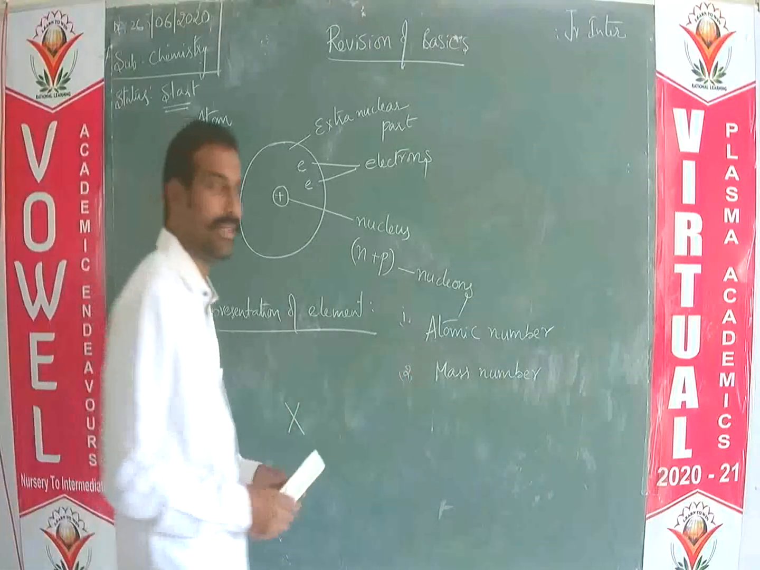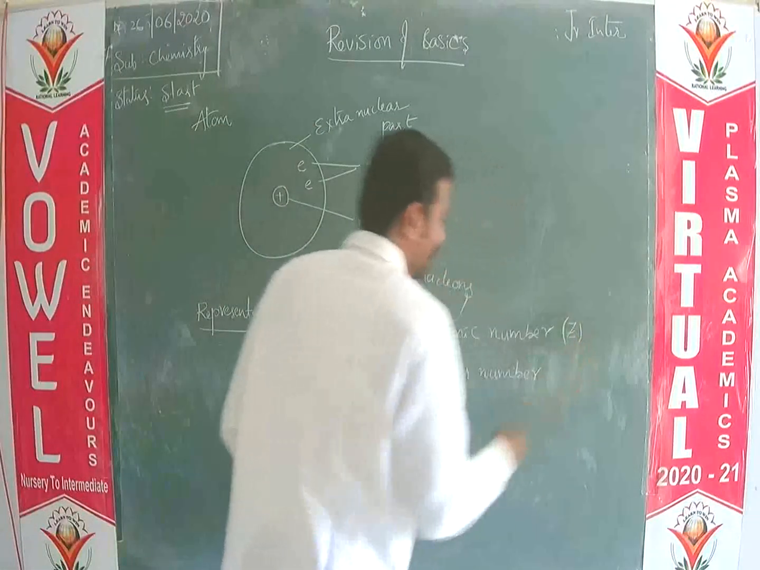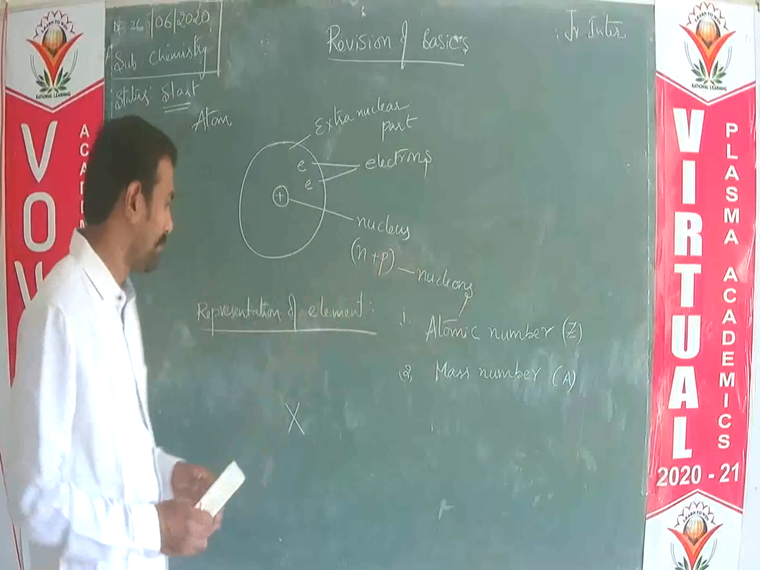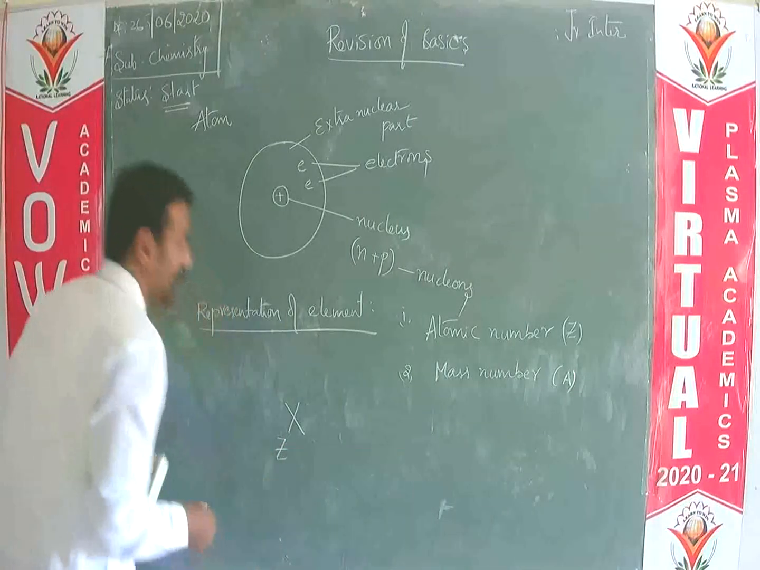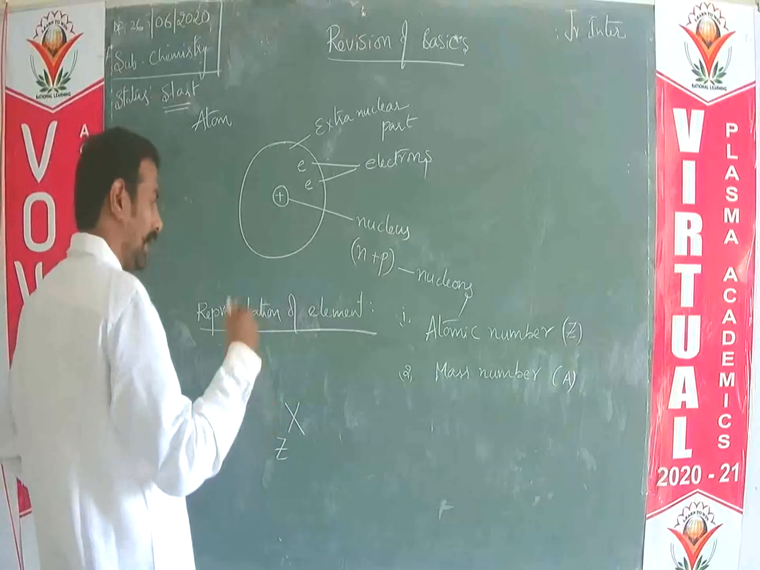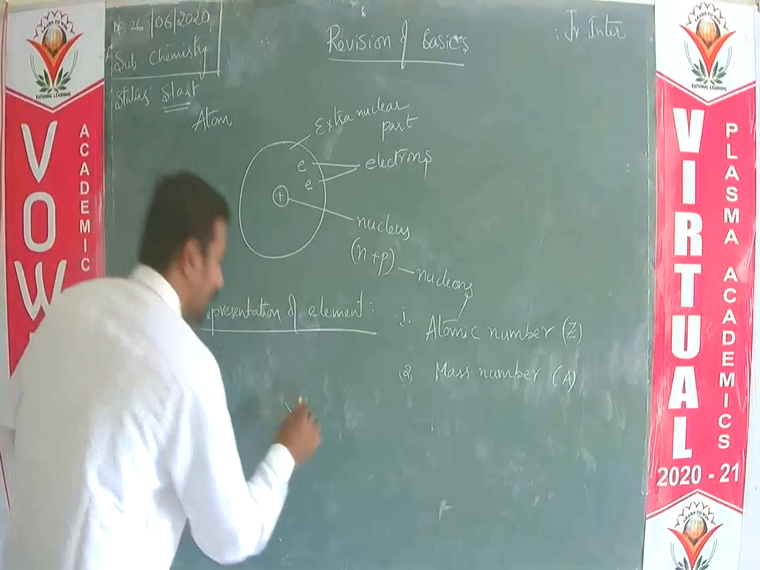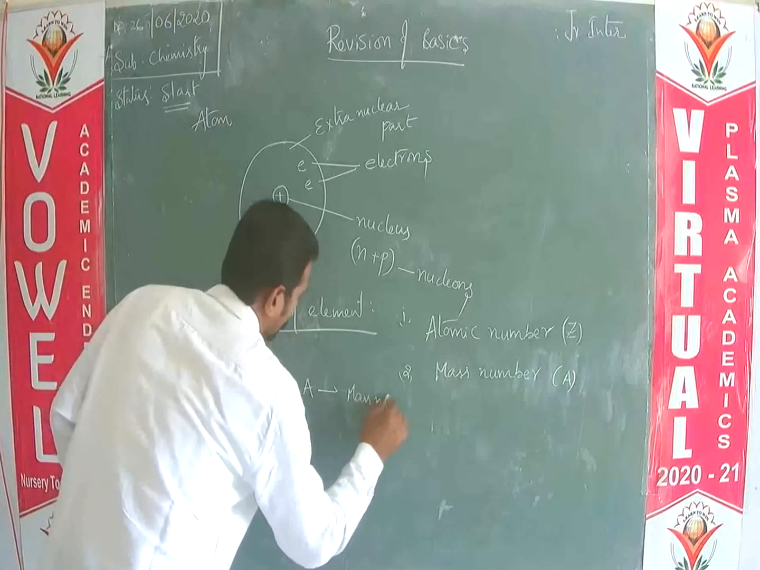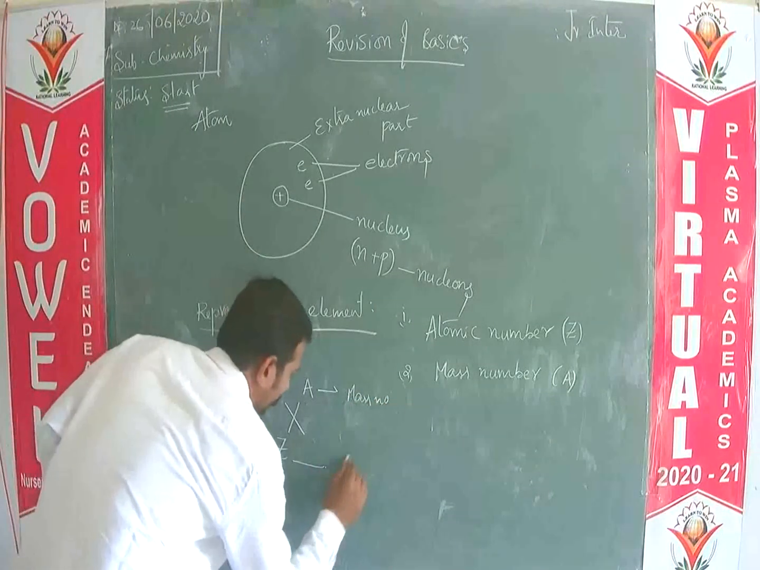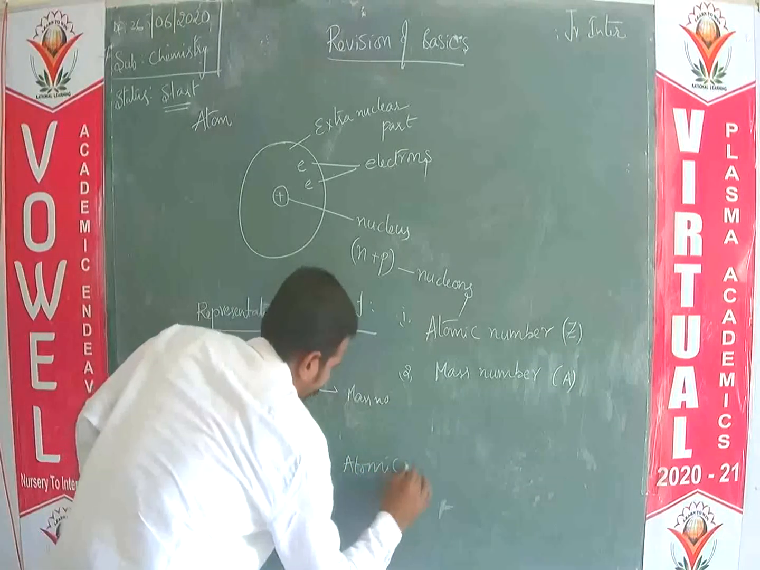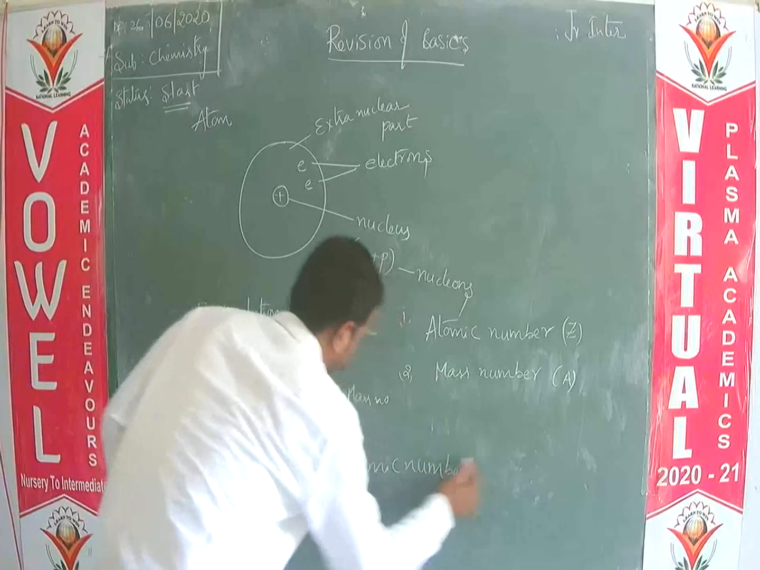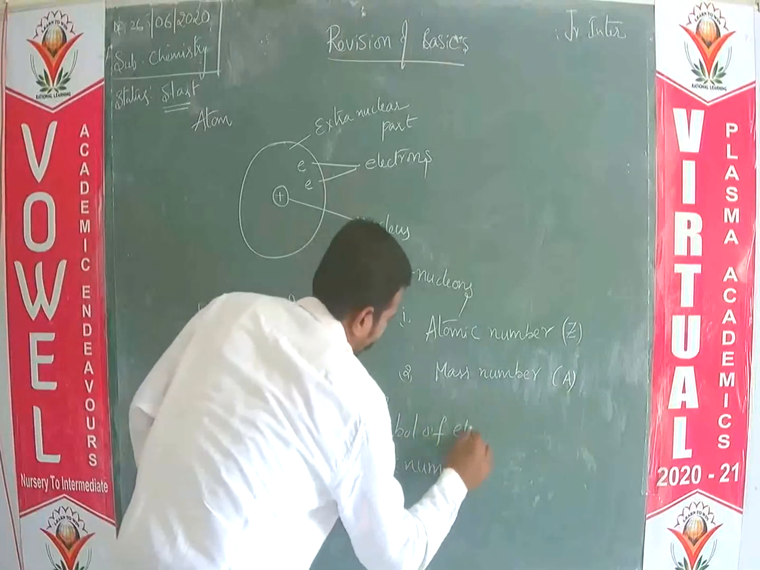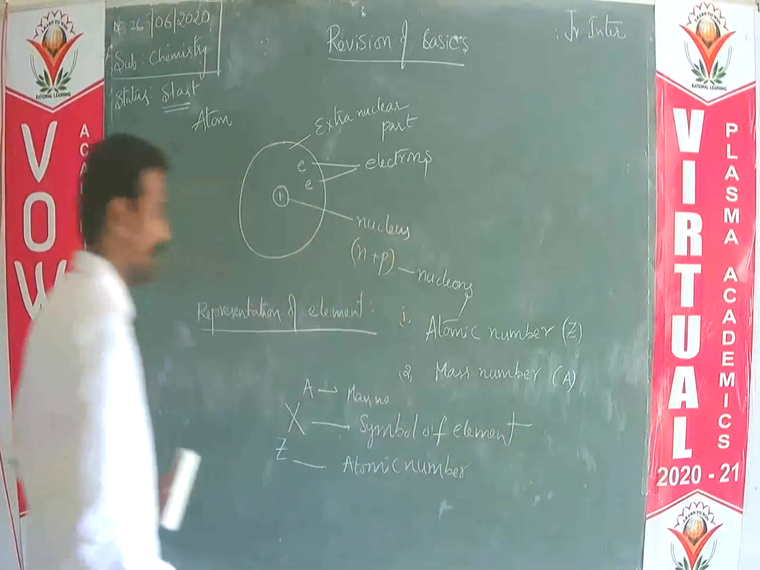Atomic number is represented by the symbol Z. Mass number is represented by the symbol A. However, Z is placed on the left side at the bottom, and on the right-hand side at the top of the element, A is represented. This A is called the mass number, Z is called the atomic number, and X is the symbol of the element.